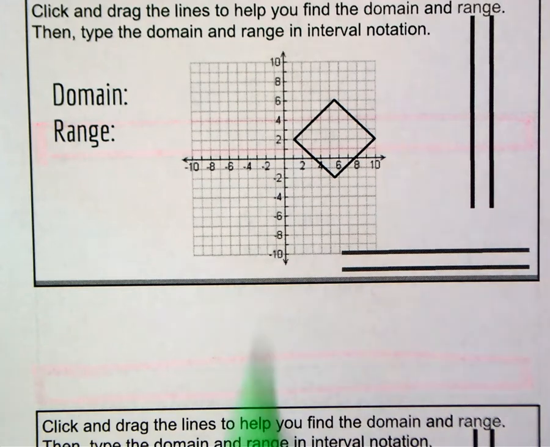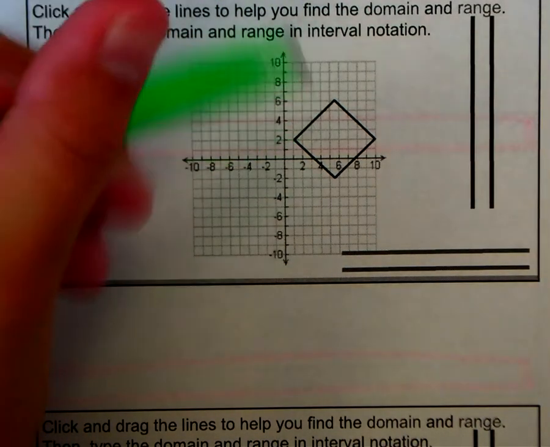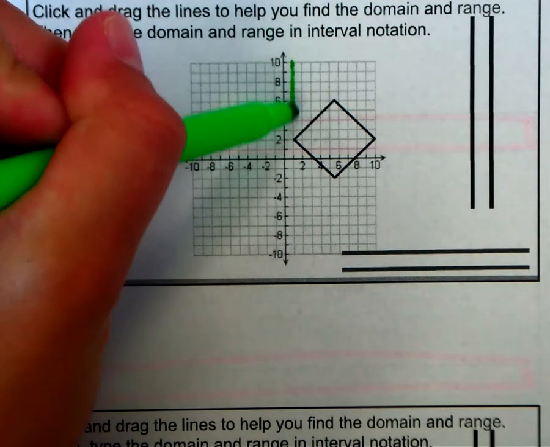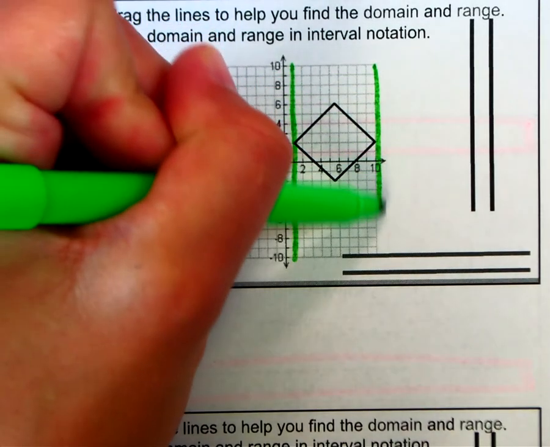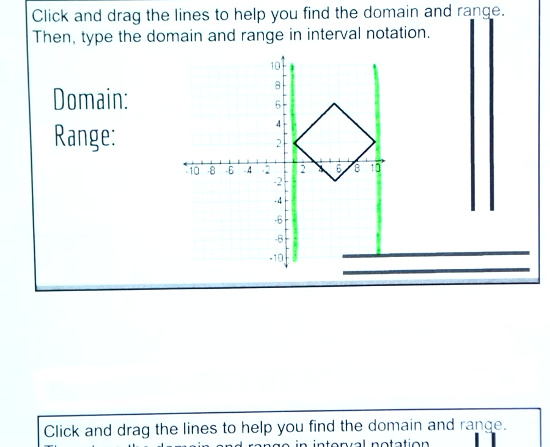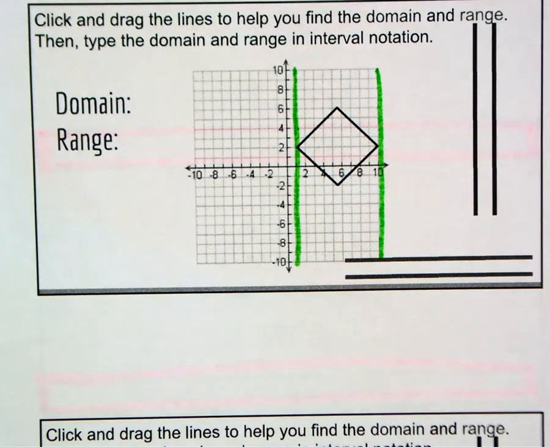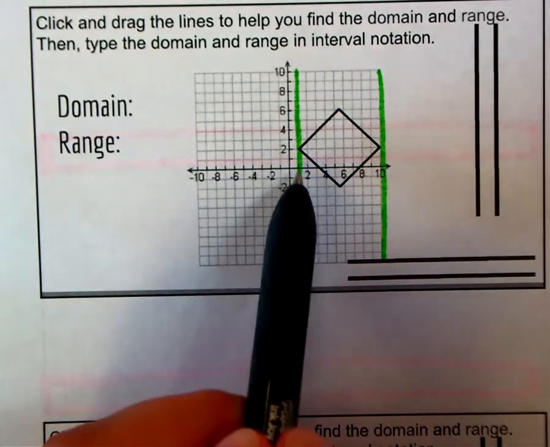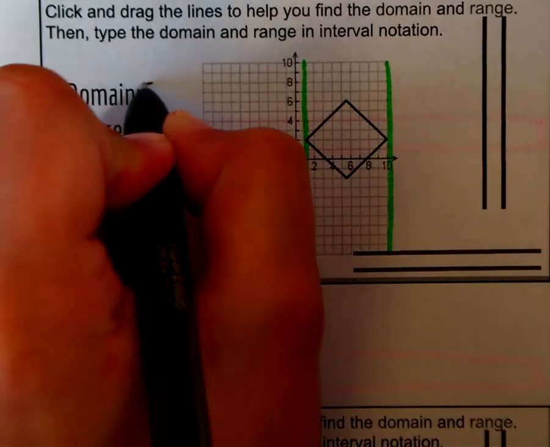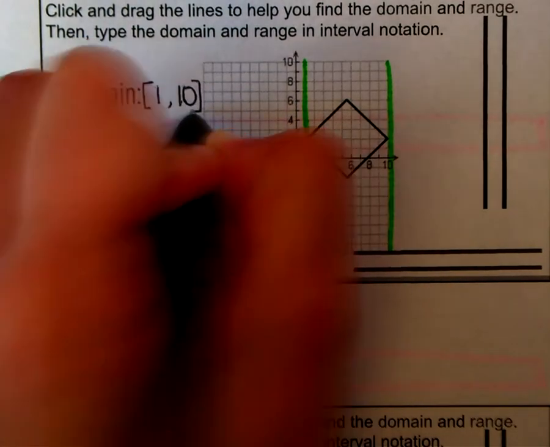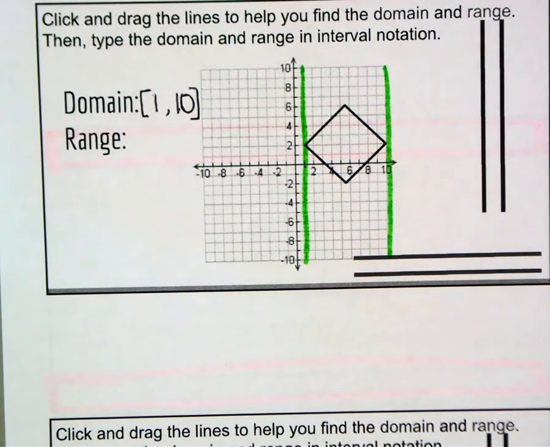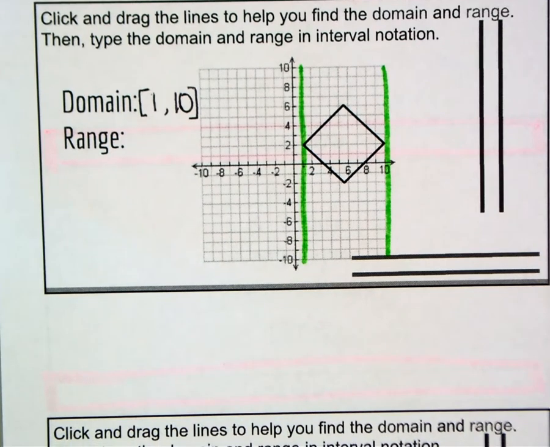So domain is left to right. What we're going to do is box in our function. On the left side, I'm going to draw a vertical line where my graph starts. And on the right side, I'm going to draw a vertical line where my graph ends. Since it is a solid point, my x value on the left would be a 1. My x value on the right would be a 10. So I write it in interval notation from 1 to 10. That function exists only in those x values.